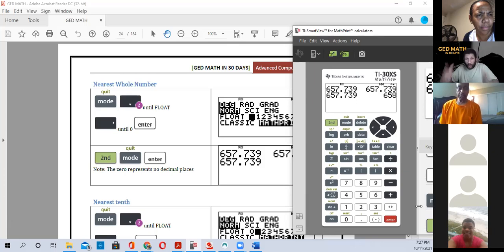So I'll walk you through step by step how to do everything on this GED exam. Every single problem that you're ever going to have on this GED. It only takes 2 weeks to go through this book.